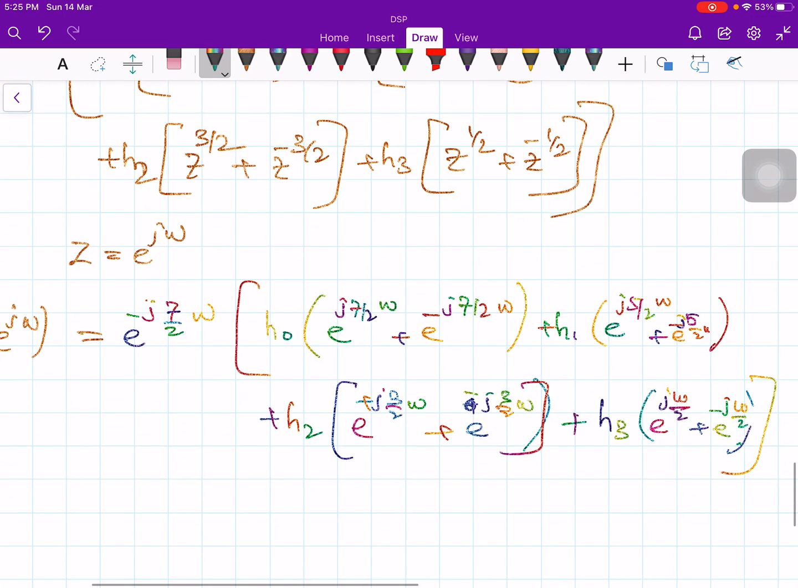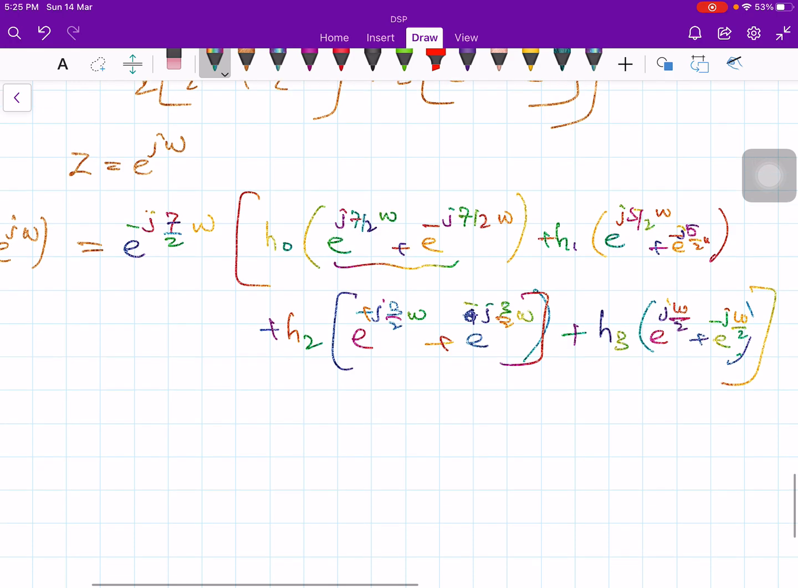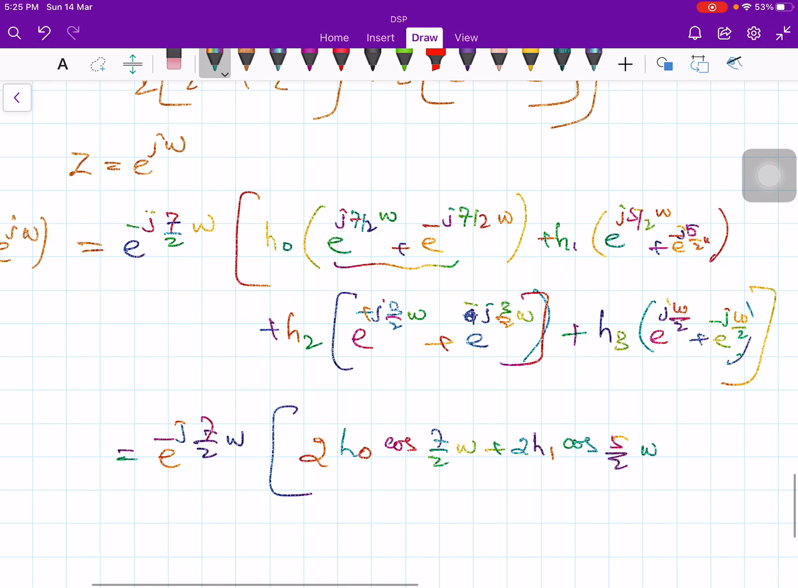Now again you can use Euler's identity, and this can be written as e to the minus j 7 by 2 omega multiplied by 2h0 cos of 7 by 2 omega plus 2h1 cos of 5 by 2 omega plus 2h2 cos of 3 by 2 omega plus 2h3 cos of omega by 2.